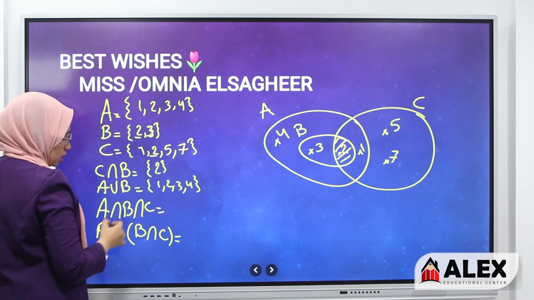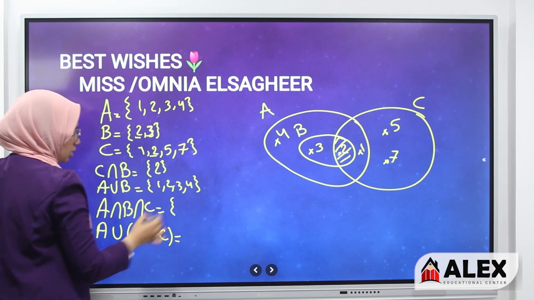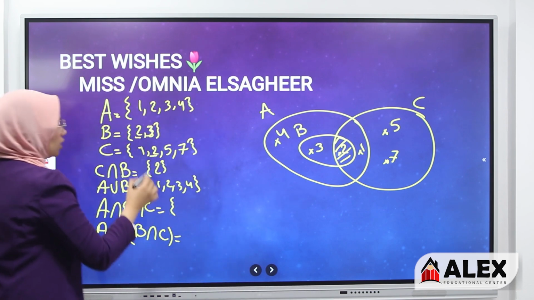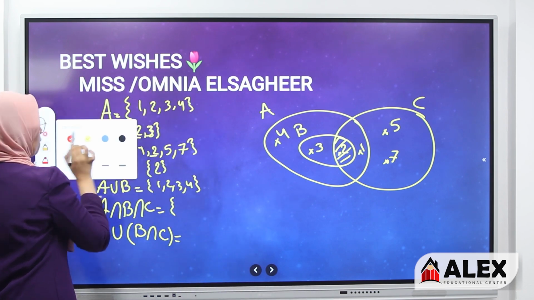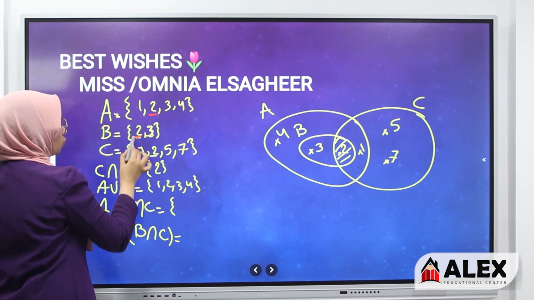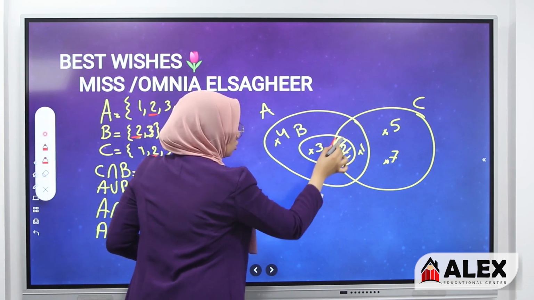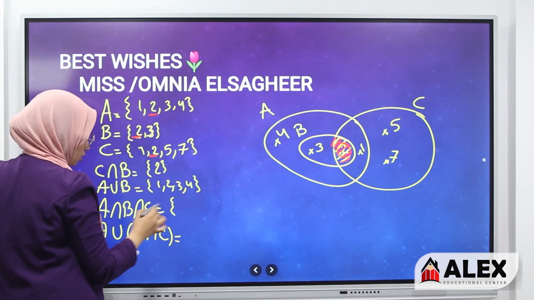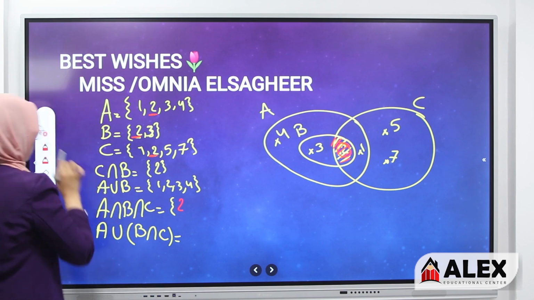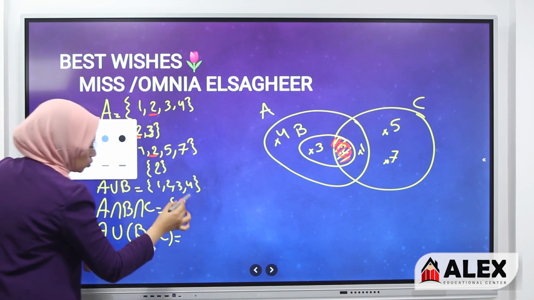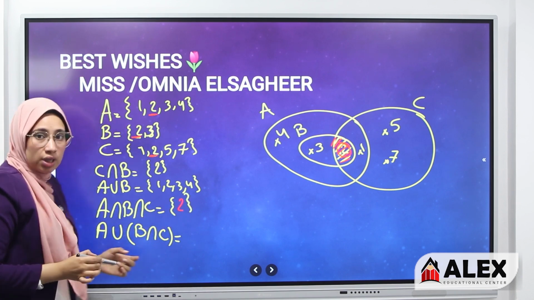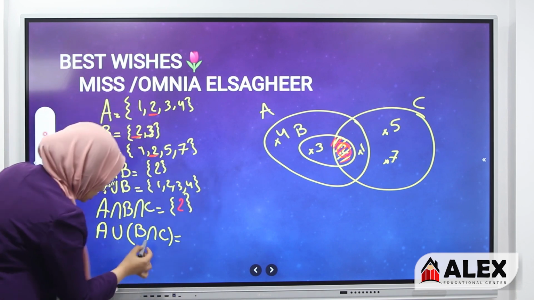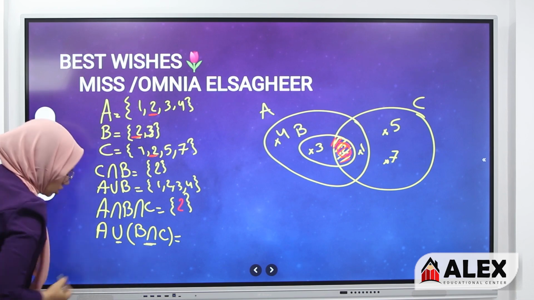Okay. A intersection B intersection C means just the number in all of them. The number in all of them is here: 2, 2 and 2 is here. So the intersection of all of them is what? Is 2. Here we have two operations, union and what? Union and intersection.